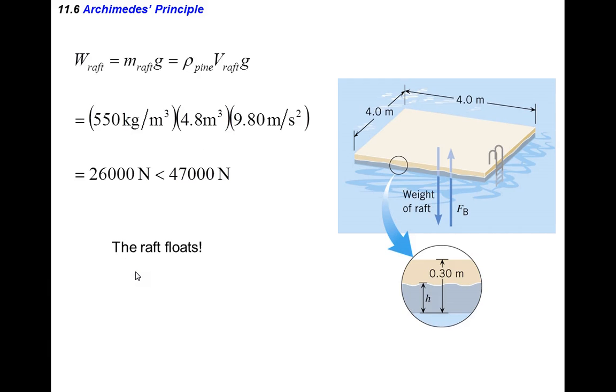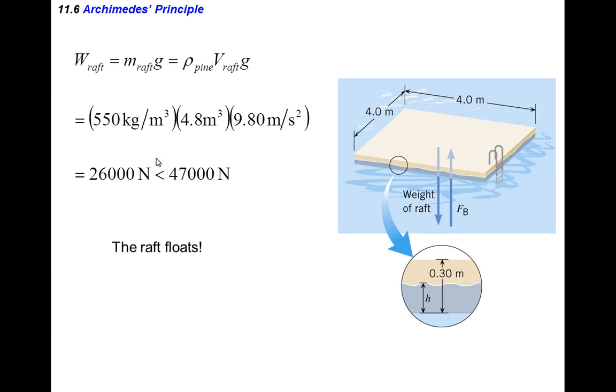The raft itself, since the density is 550 kilograms per cubic meter and the volume is 4.8 cubic meters, times 9.8 meters per second squared, has a true weight of 26,000 newtons. If I shoved it under the water, it would displace 47,000 newtons worth of water. Thus, the upward acting buoyant force is greater than the weight and it would float. All right, well, floating's good. That's half the problem. By how much does it float? How deep does it sink before it starts to float?